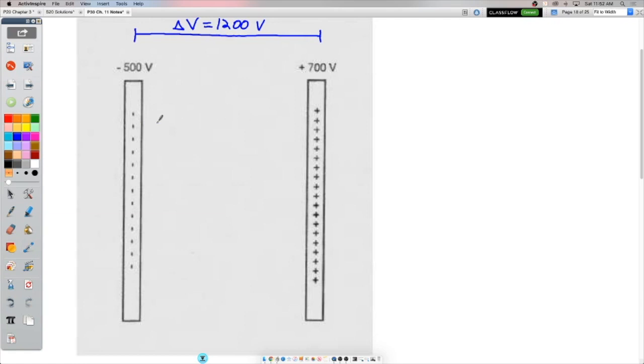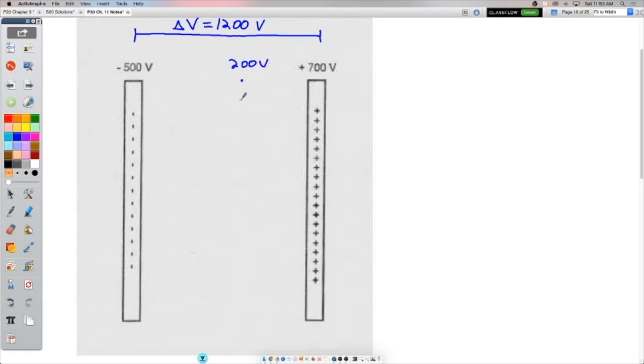Now let's think about where 200 volts would be. So what would the halfway point be? Well, it would be 600 volts away from here. If I'm 600 volts away from negative 500, then I'm at positive 100. So the halfway point would be positive 100. So we'll go a little bit more over, about 100 worth, 1/12 over, and that should be the point anyway where the potential difference is 200 volts.